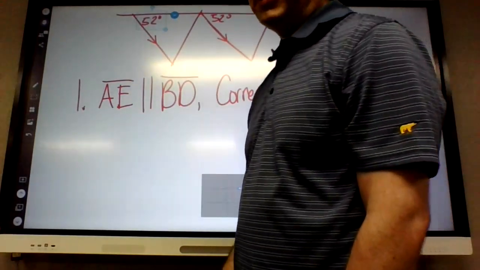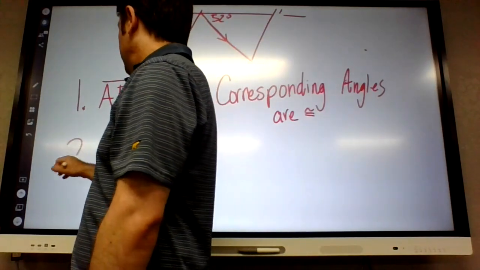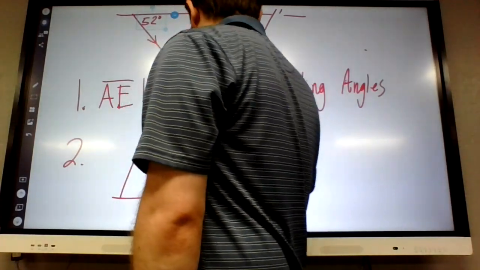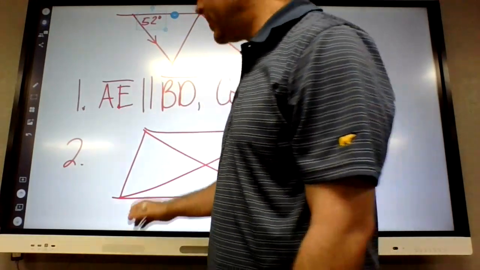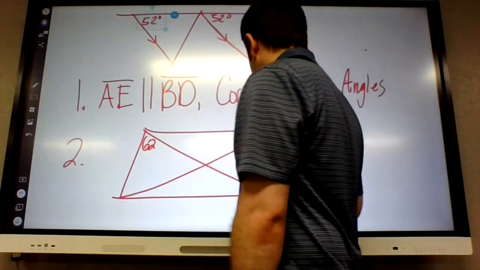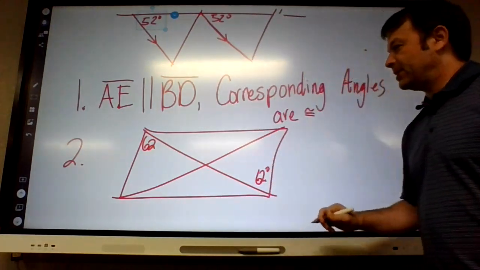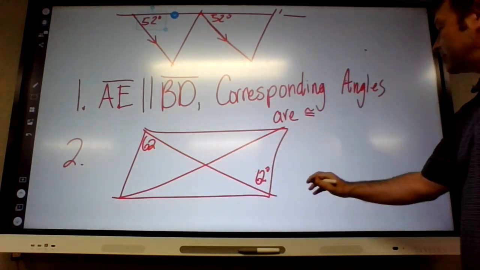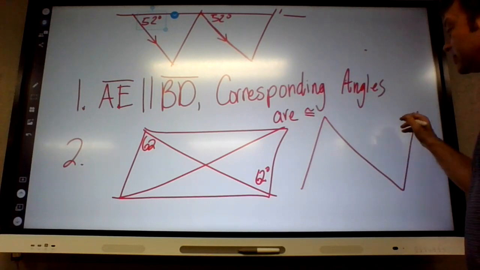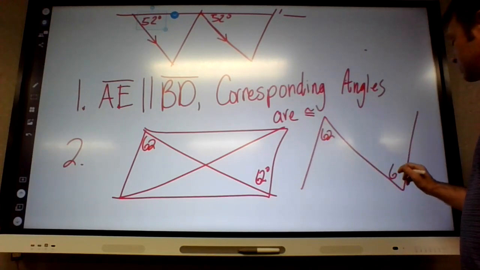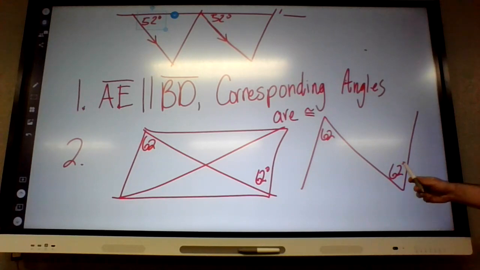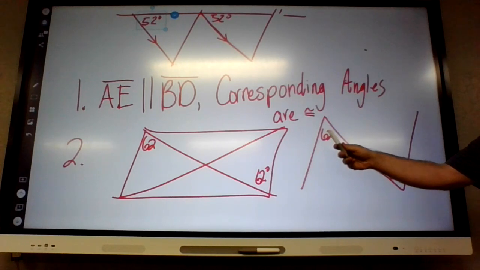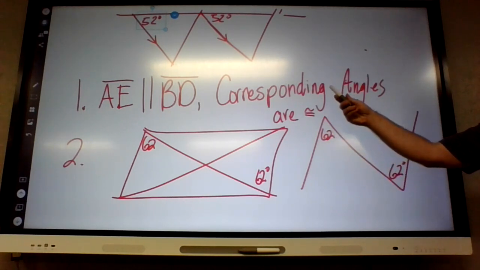Let's look at number two, because this one's tricky also. It's kind of a parallelogram, but it's got the diagonals drawn in there. We've got 62 and 62. My best advice is to ask what it would look like if I just drew the lines that made those angles. It would look like this: 62, 62. So what kind of angles are these? Acute? Not what I'm going for. Congruent. Are they corresponding?